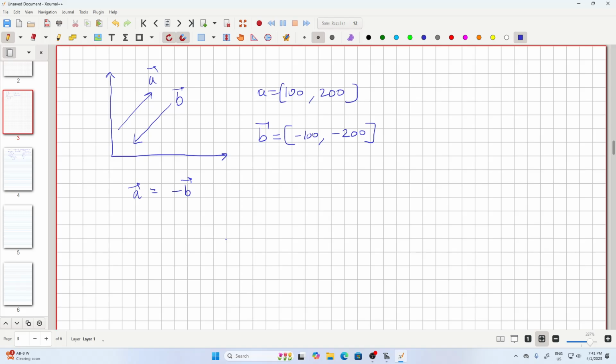Okay. Now what else is there? Let's talk about another thing. What is the magnitude of a vector? So magnitude, right? We discussed that a vector has a magnitude and a direction. The magnitude of the vector is basically, as we said, the length of this thing. So how do you find the length of this thing?